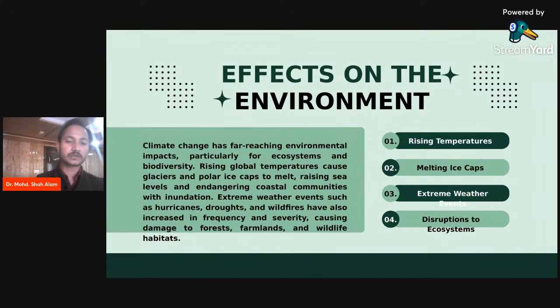Extreme weather events such as hurricanes, droughts, and wildfires have also increased in frequency and severity, causing damage to forests, farmland, and wildlife habitats. We also know that many wildlife habitats have been lost in the current wildfires, like the Uttarakhand fire in 2016 or the recent Congo basin fire in 2024.